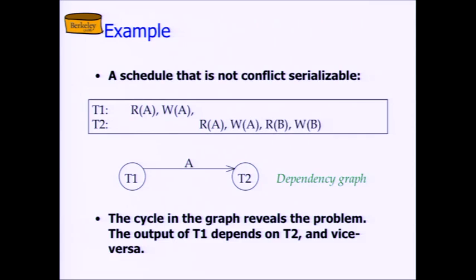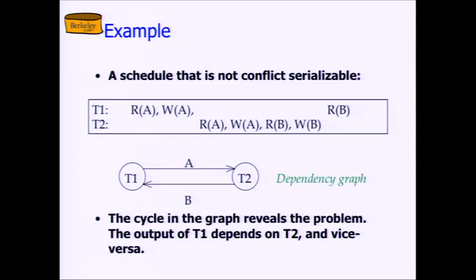And now suppose T2 has a bunch of other activities, like it does another write on A, which only reinforces that edge. It reads B, it writes B, and then T1 reads B. Well, now we get an edge in the other direction because the write of B in T2 came before the read of B in T1. And so this thing has a cycle, and because it has a cycle, the output of T1 depends on T2, the output of T2 depends on T1, and there's no way to serialize this schedule of transactions without breaking conflicts.